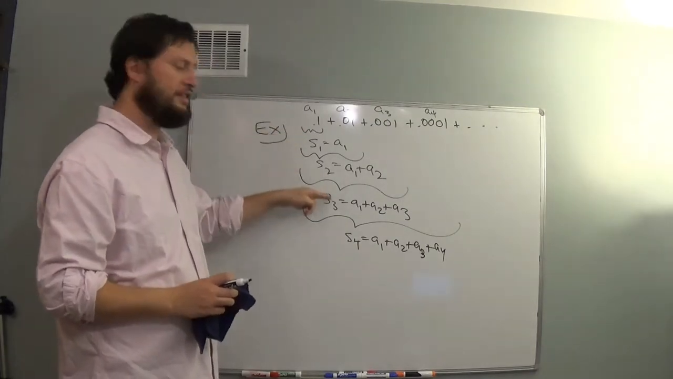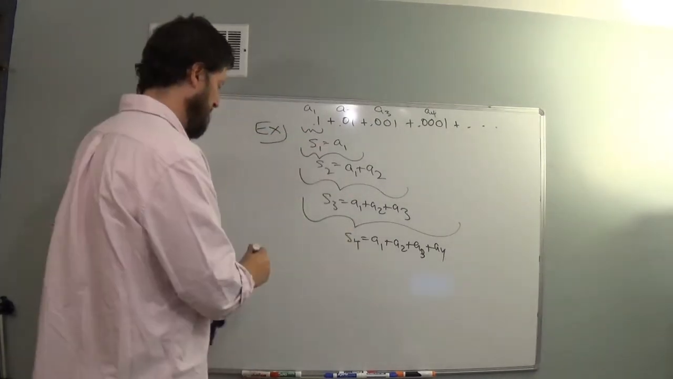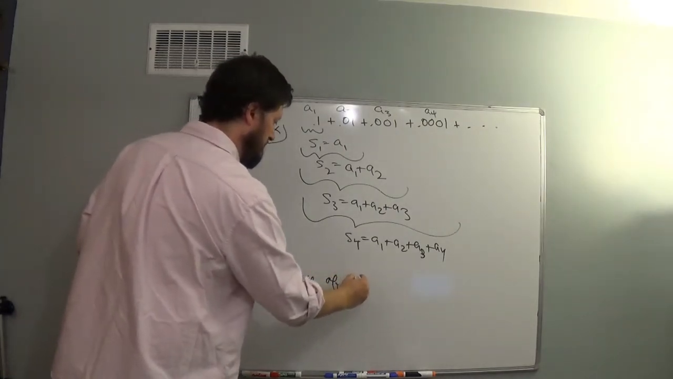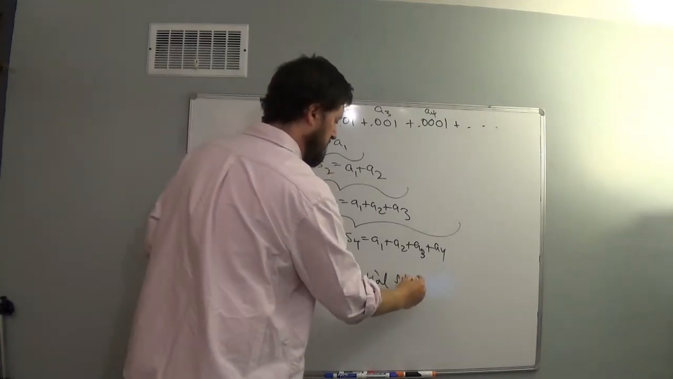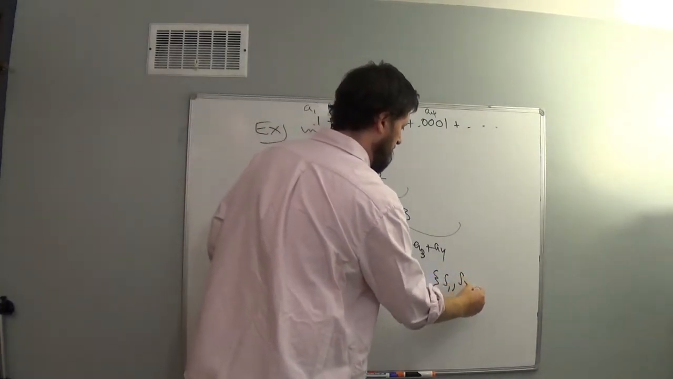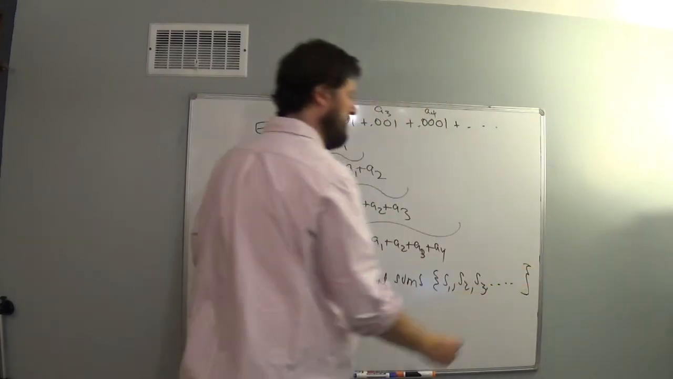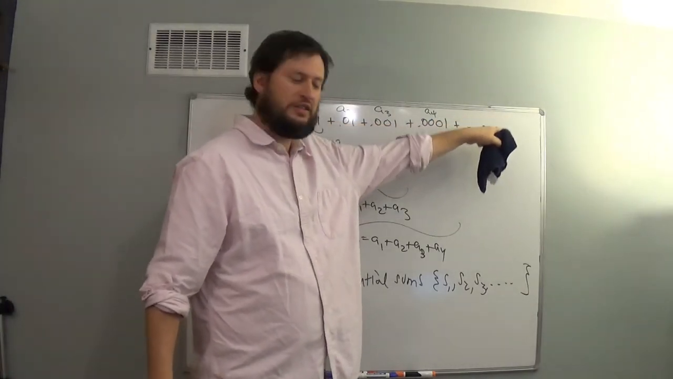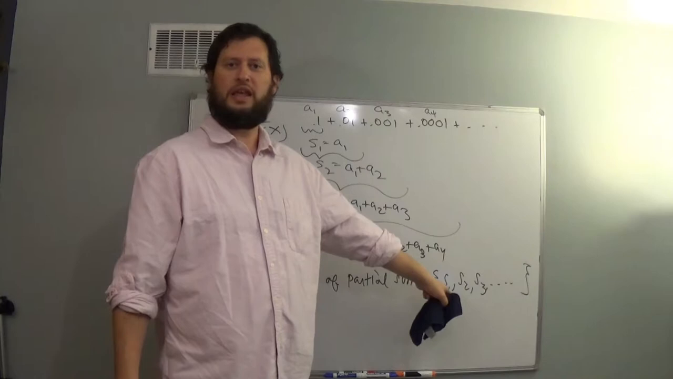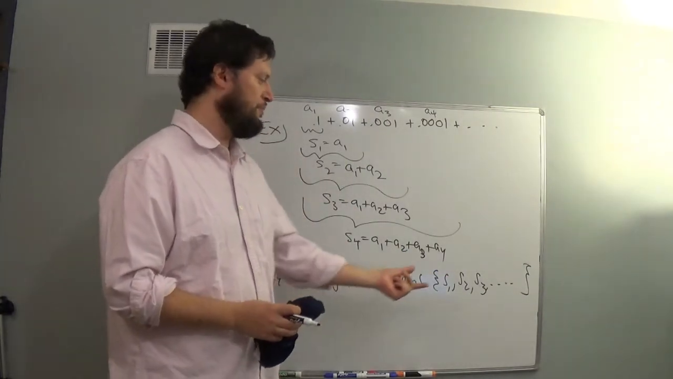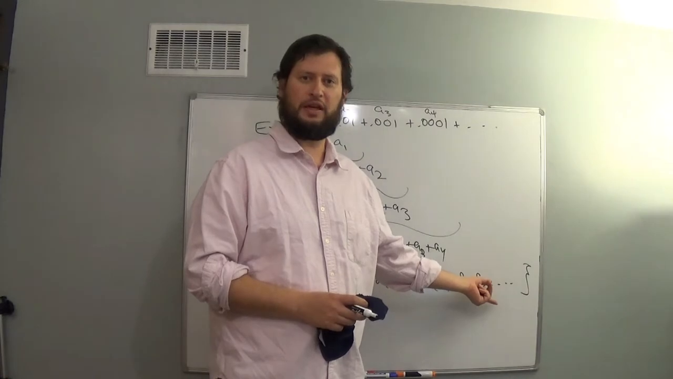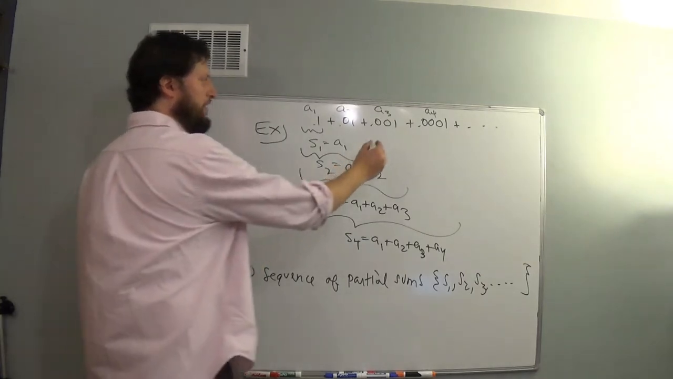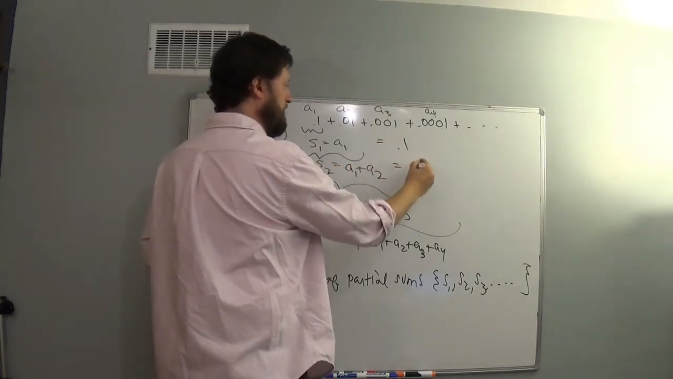So this is going to give me a list of numbers. It's going to get me a sequence, the sequence of partial sums: S1, S2, S3, and so on and so on and so on. We say that this infinite sum exists if this sequence of partial sums has a limit that exists. If the partial sums are getting closer and closer to something, that something is the infinite sum that we started with.